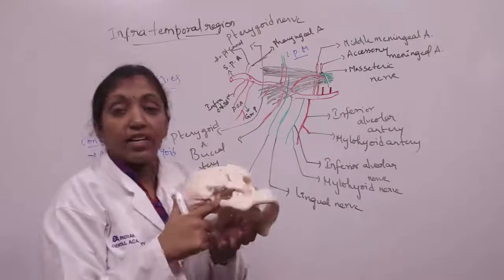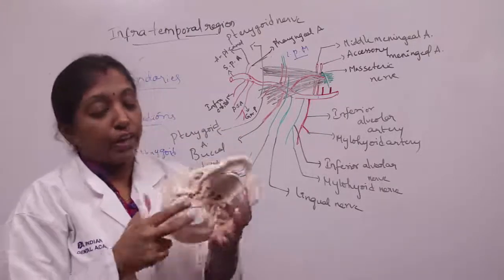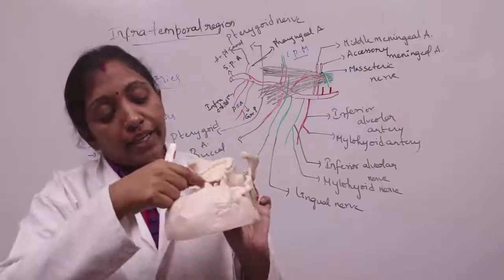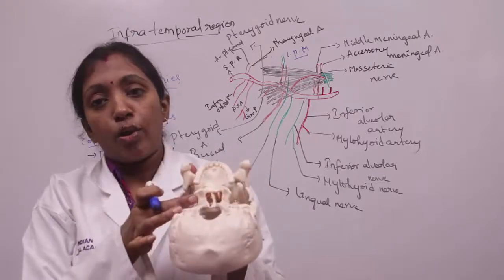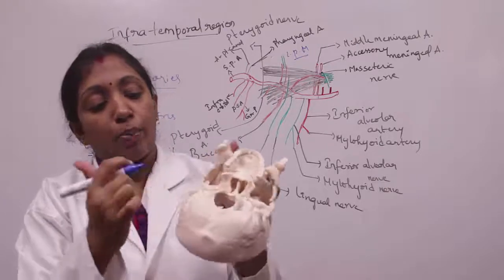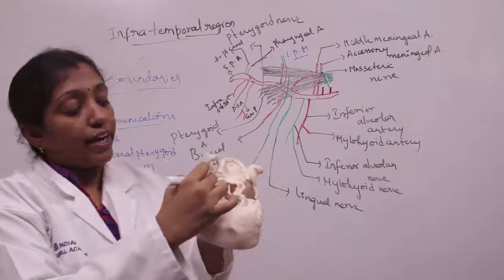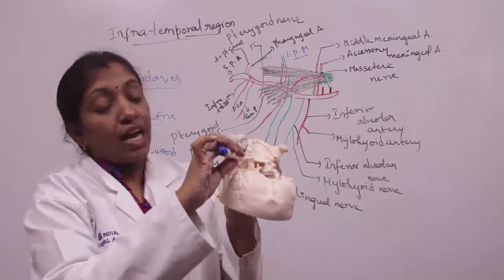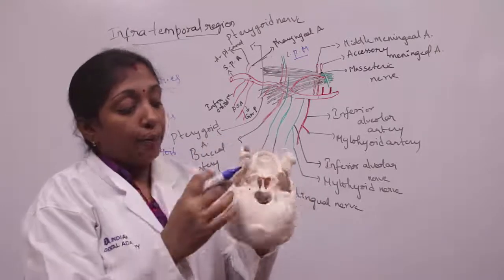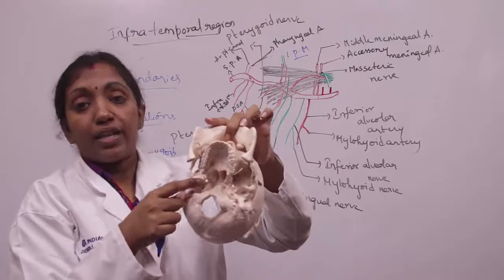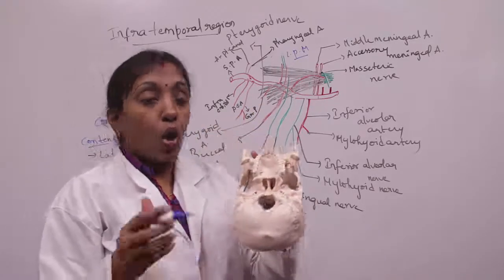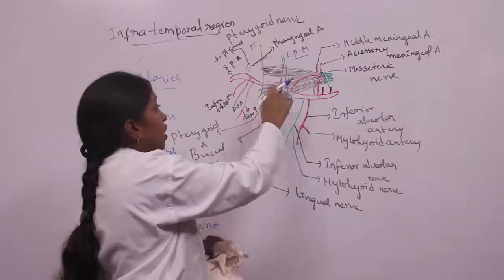And the lower head arises from the lateral surface of the lateral pterygoid plate. So this is the lateral pterygoid plate and this is the medial pterygoid plate. The lower head of the lateral pterygoid muscle arises from the lateral surface of the lateral pterygoid plate, and the upper head arises from the infratemporal surface and infratemporal crest of the greater wing of sphenoid. So this is the upper head and this is the lower head.